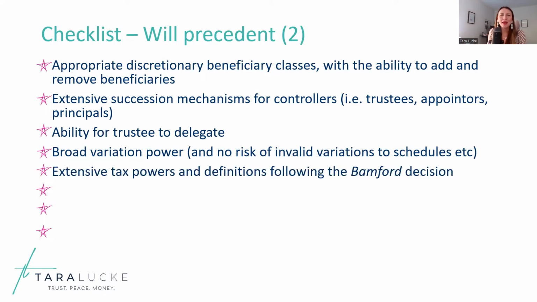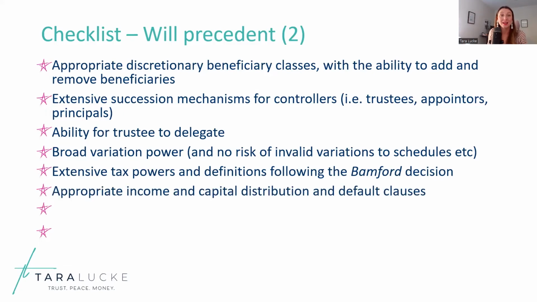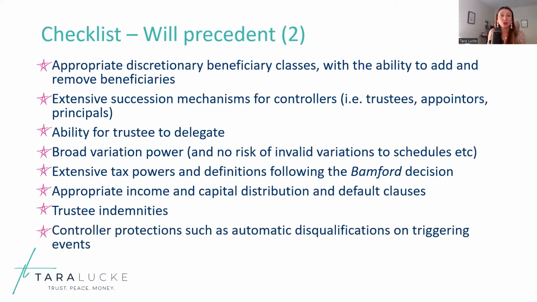You've got to have your tax powers and definitions all right, which is a bit of a snooze, but the accountants need it in there so they can do their job once the trust is set up. Same with the income and capital distribution powers. Trustee indemnities are important so that anyone's willing to take on the job. And then also looking at your asset protection in terms of, if one of the controllers does go through a bankruptcy or a divorce or loses capacity, have we got them being removed from that process, and what is appropriate?